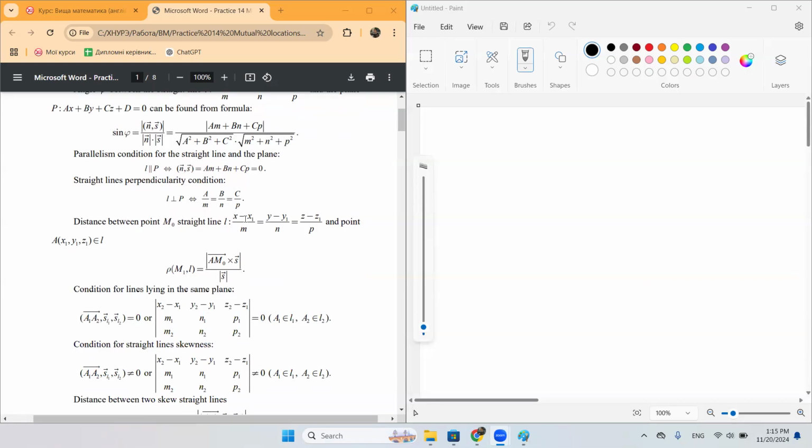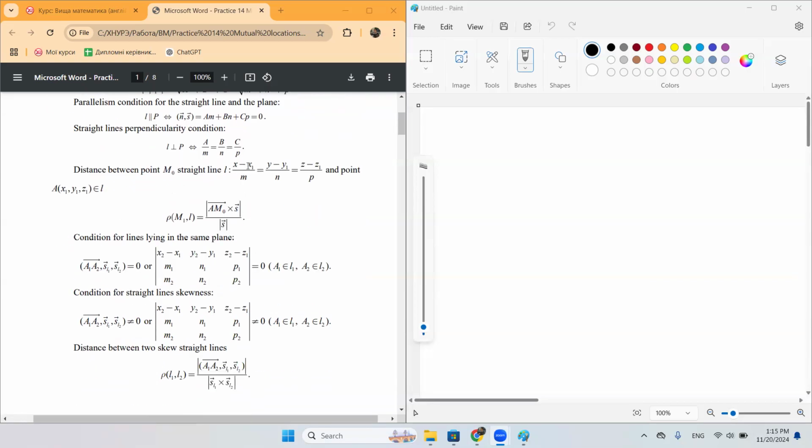How to calculate distance between the point and the straight line? Yeah, it was on the previous lesson. So the following formula. So we divide the magnitude of cross product of vector AM, where M doesn't belong to the straight line, and the direction vector, by the magnitude of the direction vector.